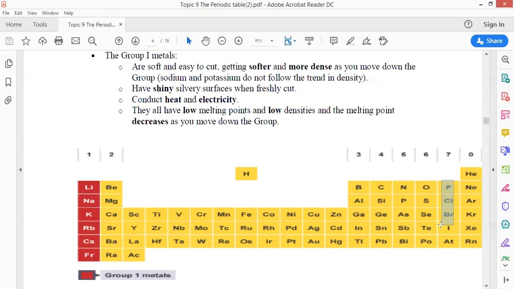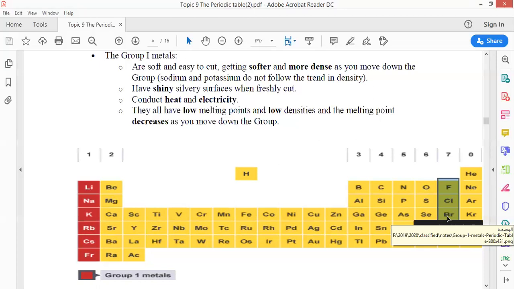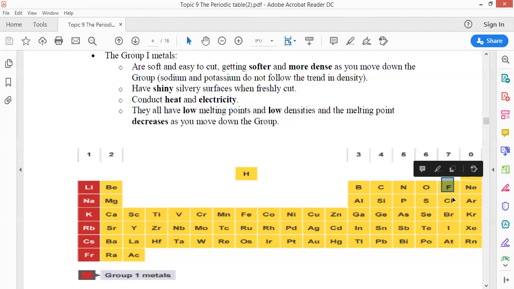Which one has the highest melting and boiling point of these three? Bromine. Yes. Which one is most reactive? Fluorine, yes. Most reactive is fluorine. Then? Chlorine. Then bromine. Then iodine. Finally, astatine.